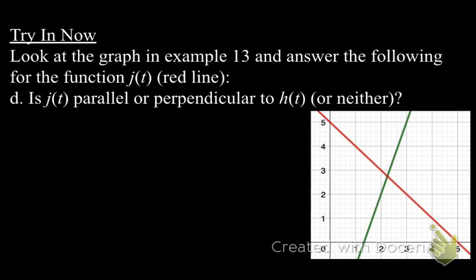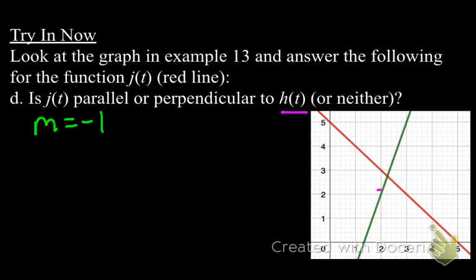Now we just figured out that the slope of j of t, the red line, was -1. Part D here asks us, is j of t parallel or perpendicular to h of t, or neither? Now just looking at it, if our graph is good, it doesn't look like that forms a right angle, and it definitely intersects, so it's not parallel. But let's check this for sure by finding the slope of h of t, which is the green line.